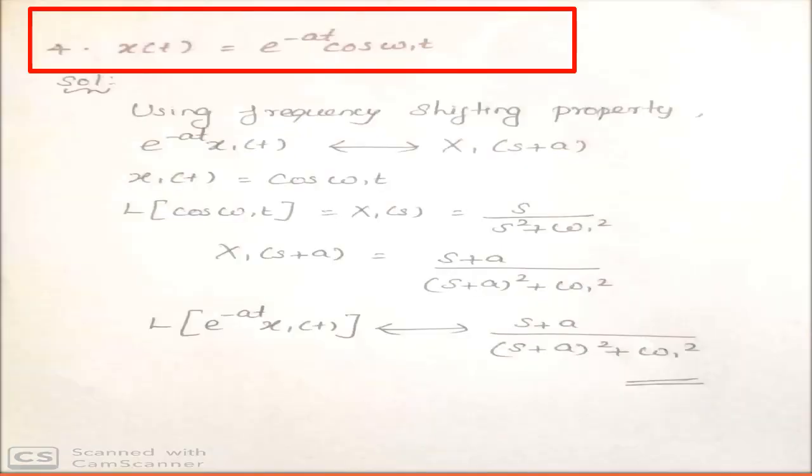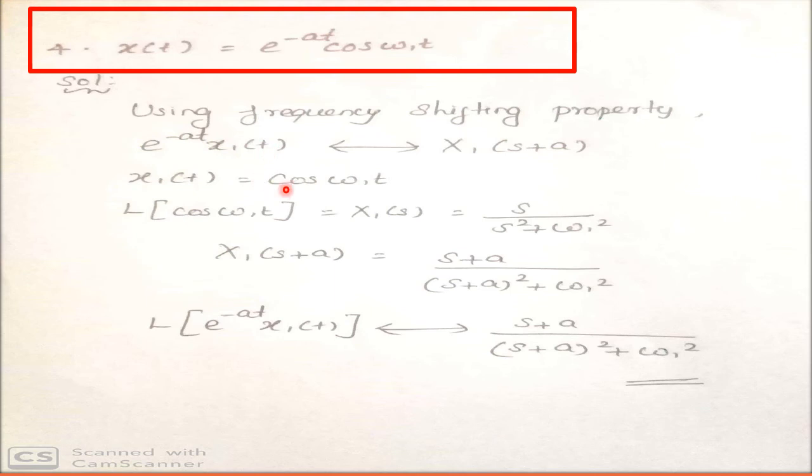Next problem, x of t is equal to e power minus at into cos omega 1t. Here we are going to use the frequency shifting property. Already we have seen the property: x1 of s minus s naught is the transform of e power s naught t into x1 of t. Here we have s plus a. If you have s plus a, you have to change the sign of the power, that is e power minus at. If you have s minus a, we have to put e power plus at.